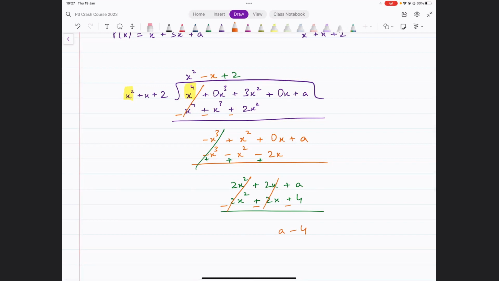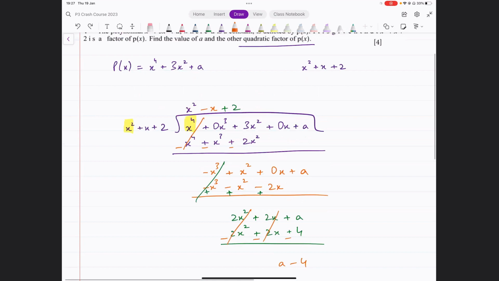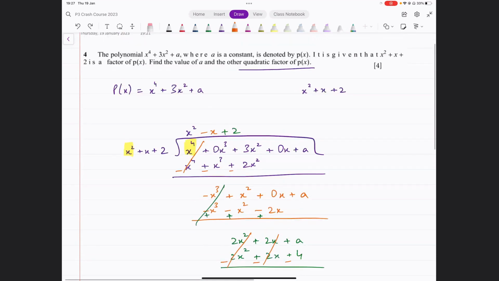Now, can we go on with the long division process? We can't. We have to stop here because the degree of the remainder is less than the degree of the divisor. We can't go any further than this. We were given that x squared plus x plus 2 is a factor.